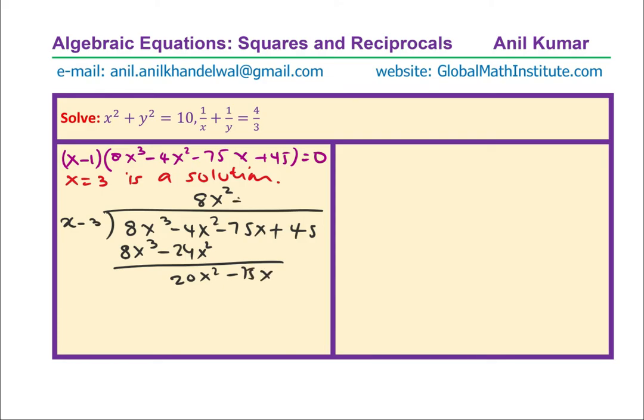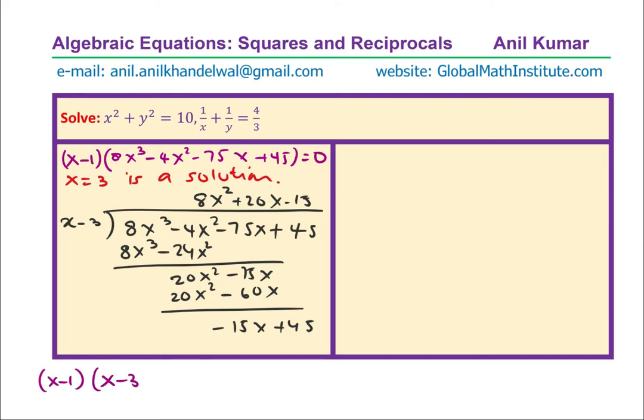So plus 20x, so that is 20x squared minus 60x, and that gives you minus 15x plus 45, and then minus 15 will make that 0. So we get the next factor, which is 8x squared plus 20x minus 15, and therefore you can now write this equation as x minus 1 times x minus 3 times 8x squared plus 20x minus 15 equals 0.